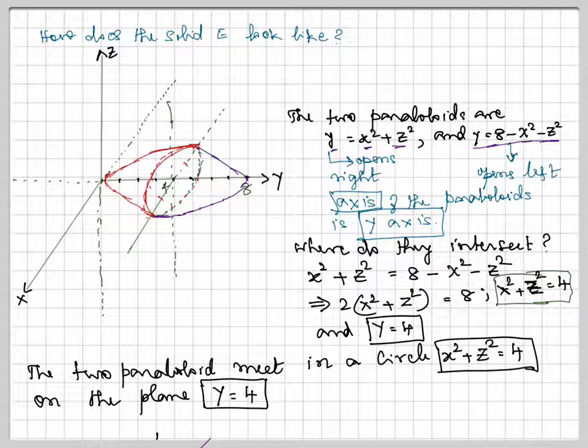The red one is the paraboloid open to the right. The purple one is the paraboloid open to the left. They meet at the circle x square plus z square equal to 4, which is parallel to the xz plane, along the plane y equal to 4. Now, what is the projection of this? Because we need the domain. What is the projection of this disk x square plus z square less than or equal to 4 on the plane y equal to 4? We have to project it on the xz plane, on the plane y equal to 0.